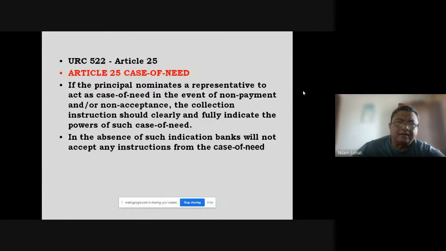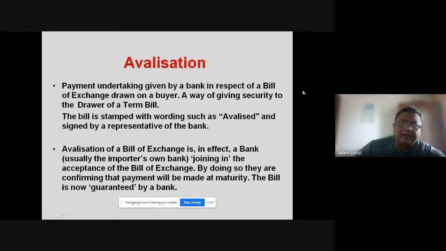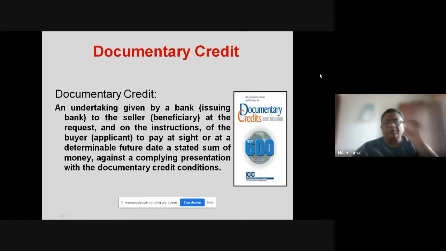Understand? That is the article, but anyway, your main article is the case of need. This is the main item for you to know. I have to explain how they appoint an agent to go and clear the goods, and how the collection instruction clearly indicates the powers of such a case of need. Otherwise, the banks will not accept any instruction from the case of need. That I did last week, and evaluation. These are the two main items. Right. Now we come to documentary credits.